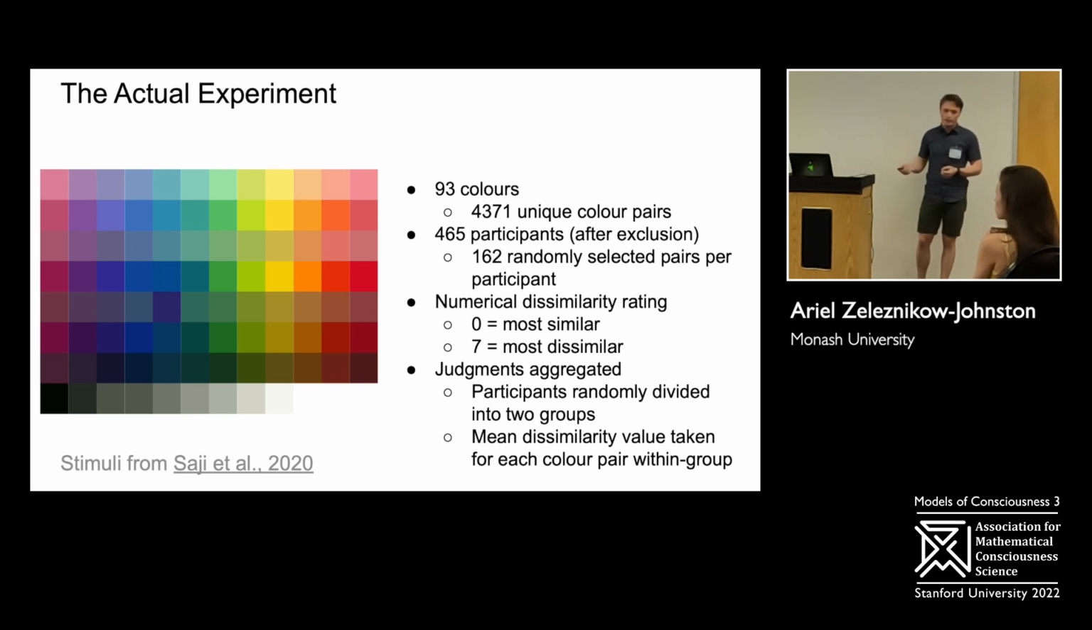And we show each participant a subset of all the possible color pairs. So it's not that each participant has described the dissimilarity between every single possible color pair. We ask them to give a numerical dissimilarity rating. So 0 is the most similar, 7 the most dissimilar. And then I took the participants, divided them randomly into two groups, and aggregated their judgments together for those two groups. So I took the mean response for each color pair across all of the participants within each group.